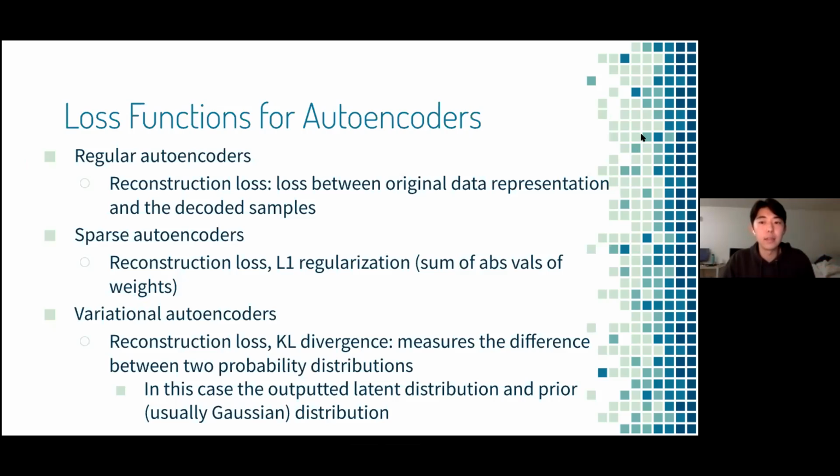Okay, so what does a loss function look like for autoencoders? For regular autoencoders, it'll just be the reconstruction loss, so the loss between the original data representation. In our case, we've been using examples of images, so the loss between our original images and our reconstructed images. And this can be quite variable depending on how you're using them. One example is a pixel by pixel difference, where we look at the residual between different pixel activations or values.